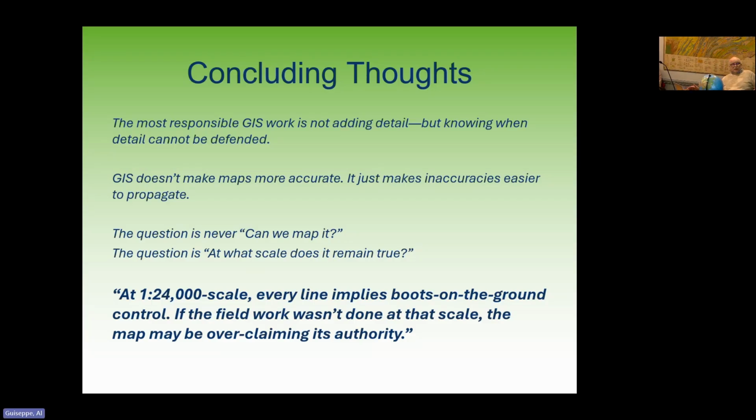The question is never, can we map? The question is, at what scale does this remain true? Now, at 24,000 scale, every line implies the actual field work was done, boots on the ground. If field work wasn't done at that scale, then the map may be overclaiming its authority. Map 61, they were reconnaissance, they weren't field checked like the atlas that I have in there. So that's why we shrunk it down.